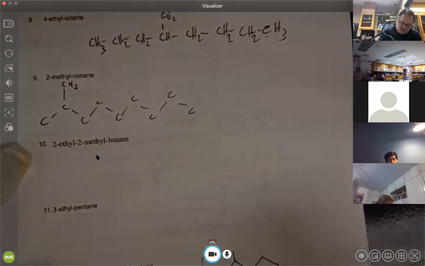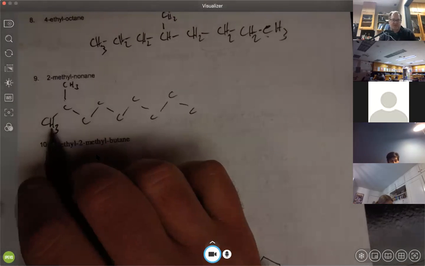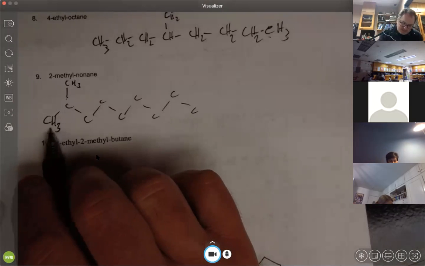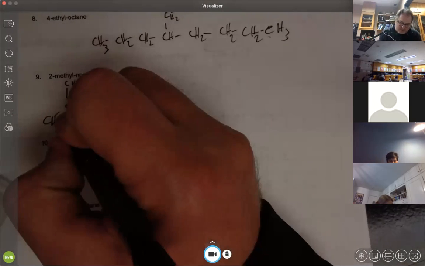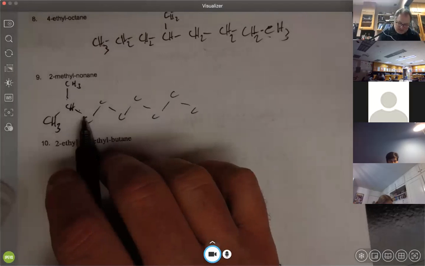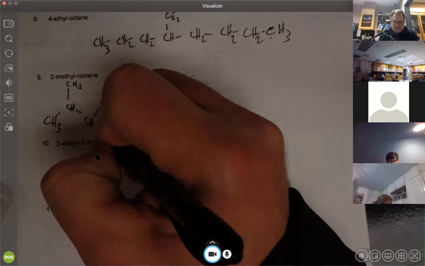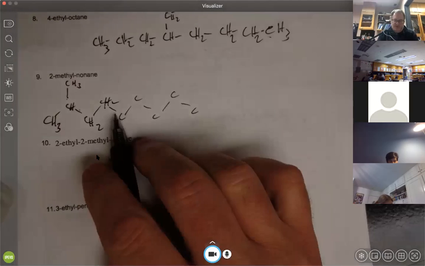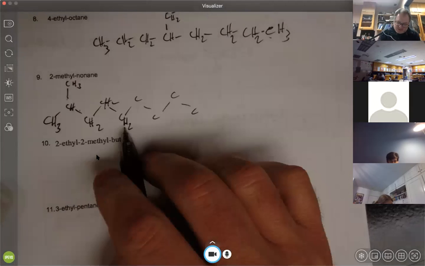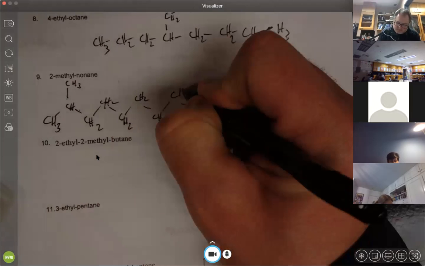To do the formal structure, all the terminal or primary carbons are going to have 3 H's on them. This one is a tertiary carbon, so that means it's bonded to 3 other carbons, so it only has 1 H. This one is a secondary carbon, so it has 2 H's. Basically, you look at the carbon, subtract the number of bonds, that's how many H's it has. 4 minus the number of bonds is how many H's it has.